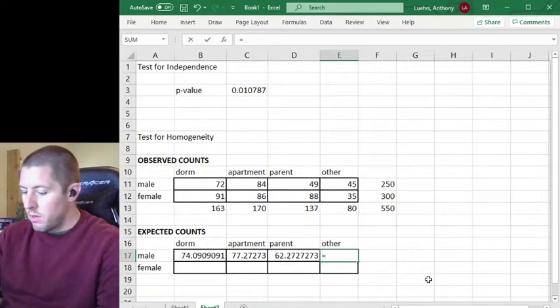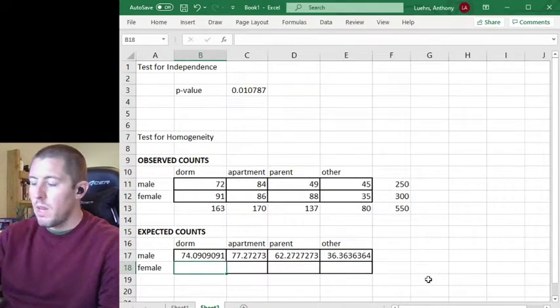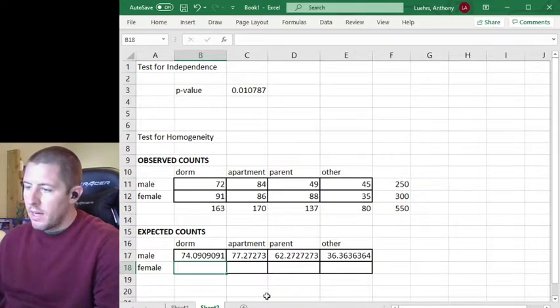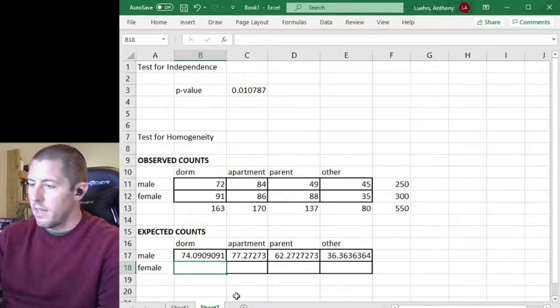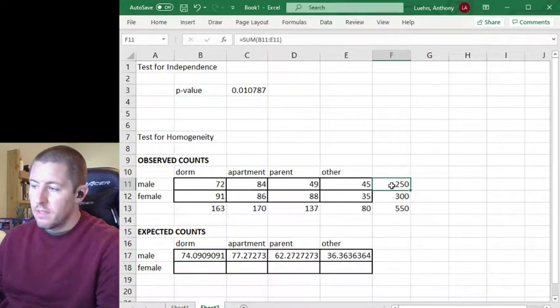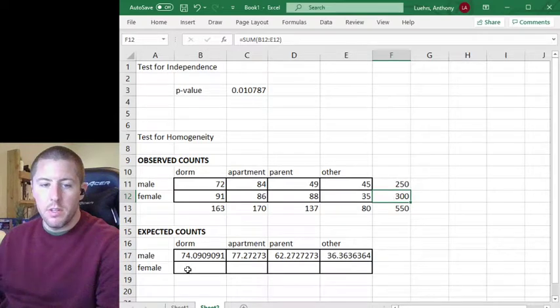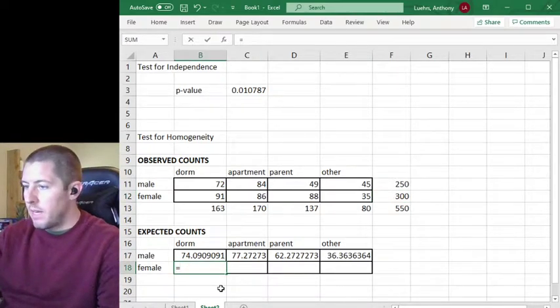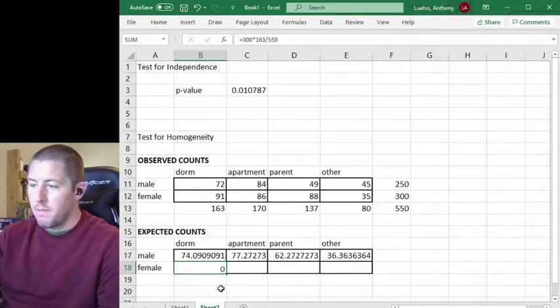And for the last one here, row total 250, times column total 80, divided by 550. And now we'll do the exact same thing here. Can I not just, oh no, I didn't reference anything in there. So now for female, we're going to get the same thing, but all the 250s are going to be replaced with 300, right? All the 250s are going to get replaced with 300. So this is going to give me now row total 300 times column total 163 divided by 550, right?